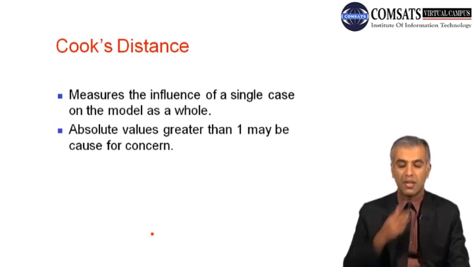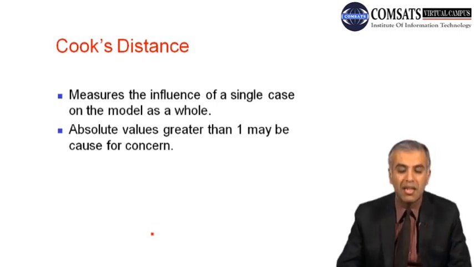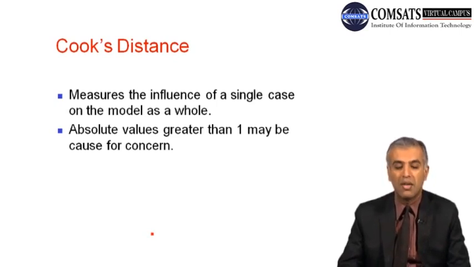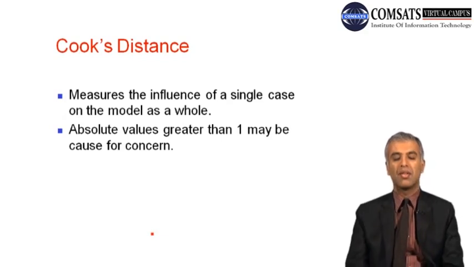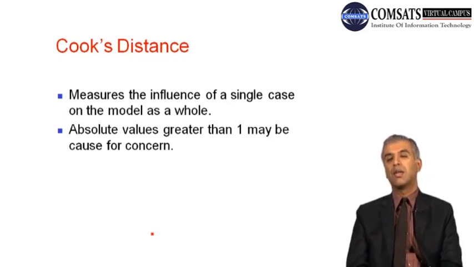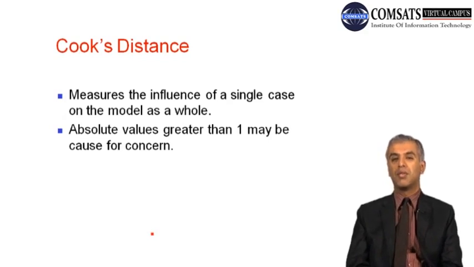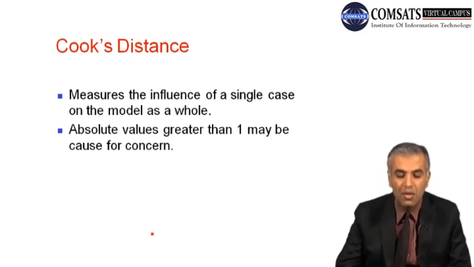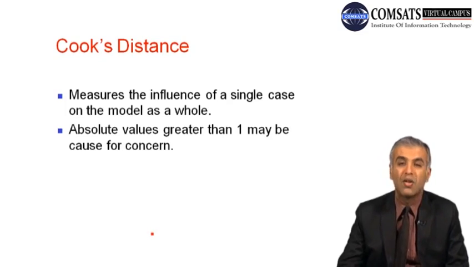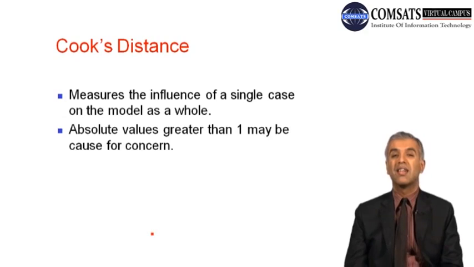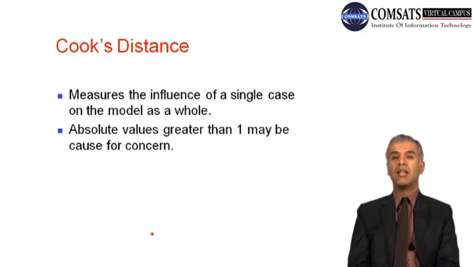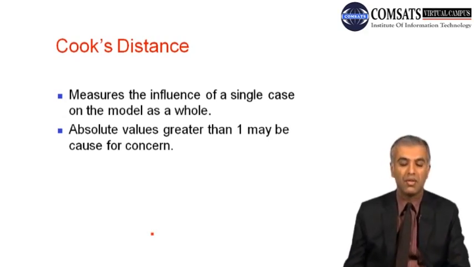Then there is Cook's distance, which basically measures the influence of a single case on the whole model. These values are calculated through a certain mathematical procedure, but in a nutshell, it is important that the values are reported for each case, and Cook's distance is calculated for each separate case. In this case, values greater than 1 would be abnormal, and that would be a cause of concern for us.